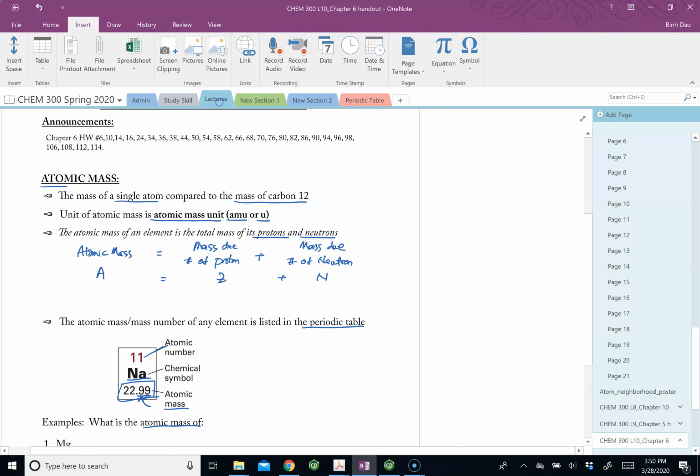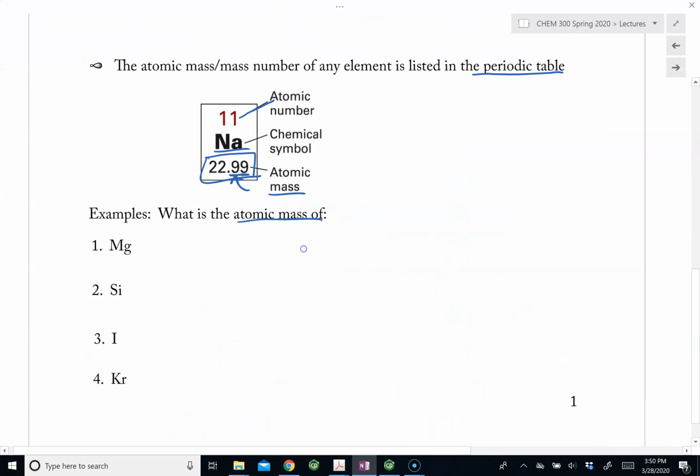24.305. That's the value that we have seen previously on the periodic table. So in this case, we can keep this in 3 decimal places, or again, round it to 2 decimal places. If we were to round this to 2 decimal places, this would then equal 24.31. And lastly, please do not forget to include the unit. The unit here would then be AMU or U. So we can write 24.31 AMU or simply 24.31 U.